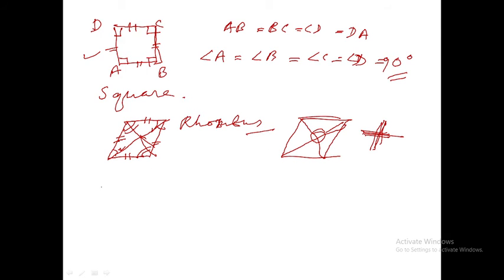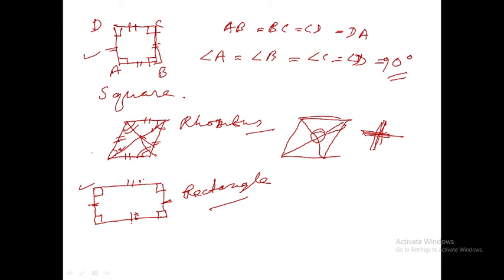Then comes the rectangle. In a rectangle, each angle measures 90 degrees. All the angles measure 90 degrees. And opposite sides are equal, but all the sides are not equal. These two are called length. Opposite sides are equal, and these two sides are equal. Opposite sides are equal, and each angle measures 90 degrees. That is called a rectangle. So here rectangle, rhombus and square are all parallelograms.